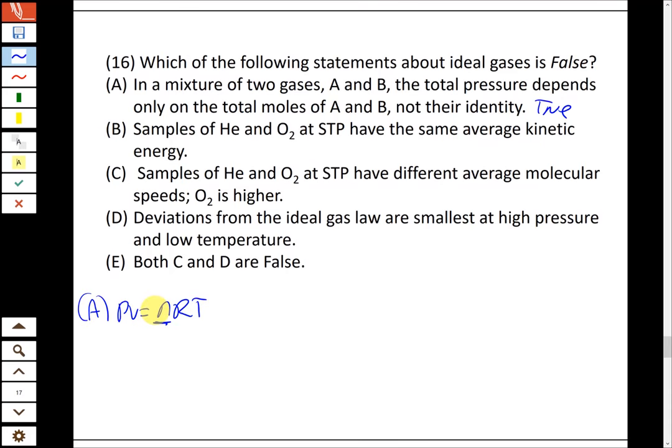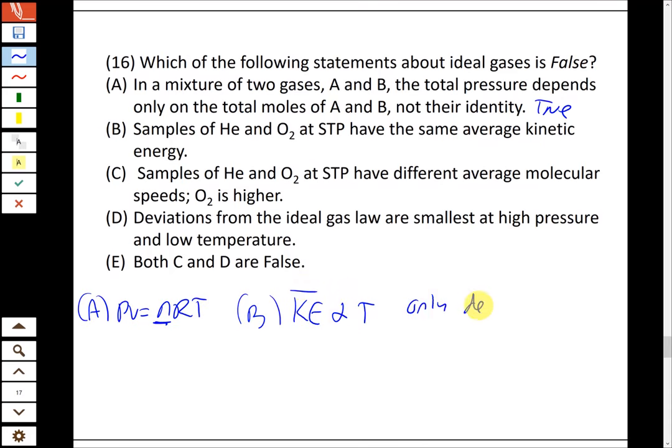For choice B, samples of helium and oxygen at STP have the same average kinetic energy. So this is where it's important to keep straight the difference between kinetic energy and average velocity. They're related to each other, but they have slightly different dependencies. So we're talking about kinetic energy. Average kinetic energy only depends on the temperature.